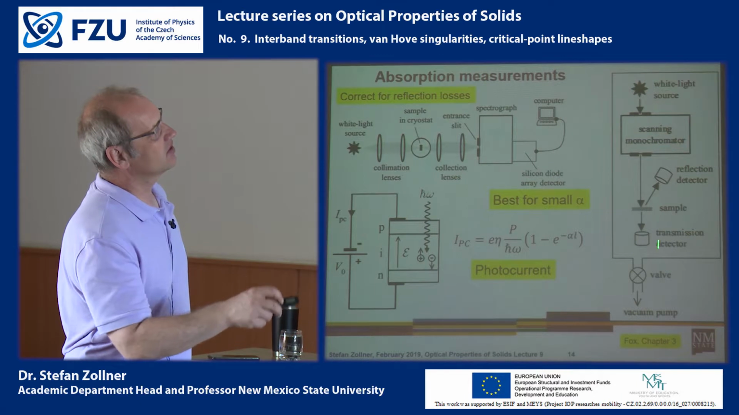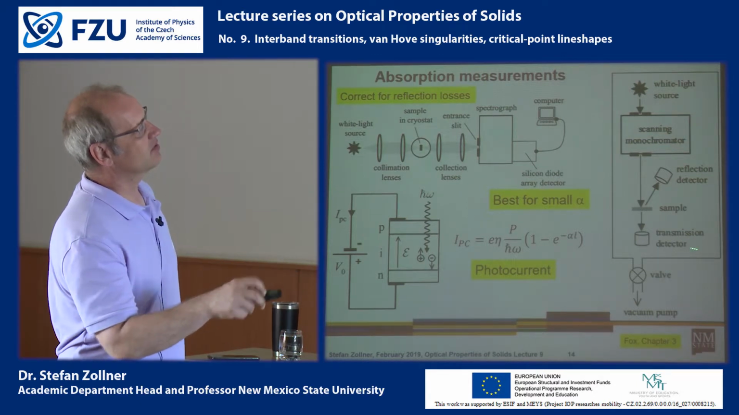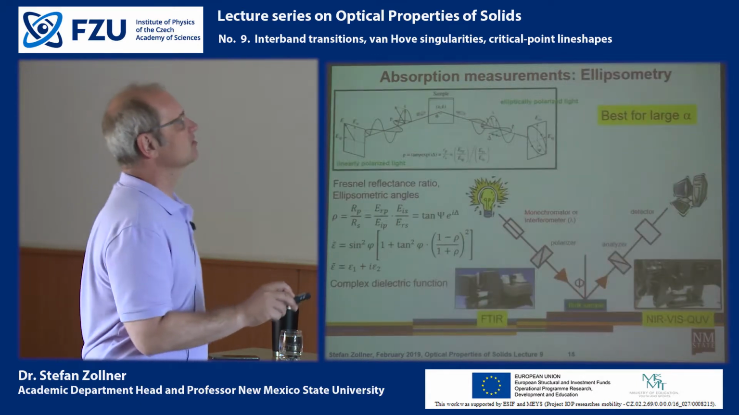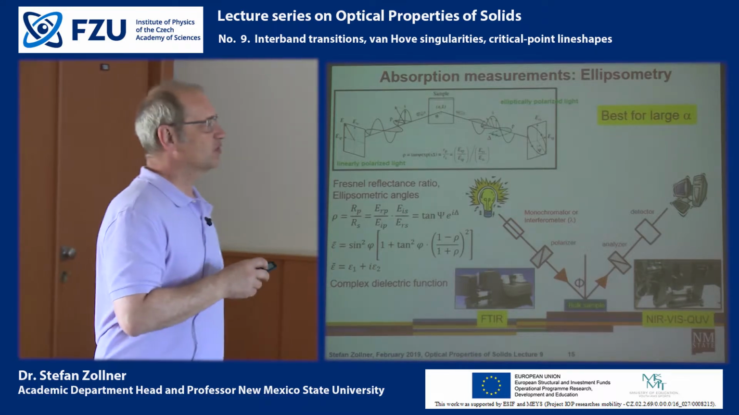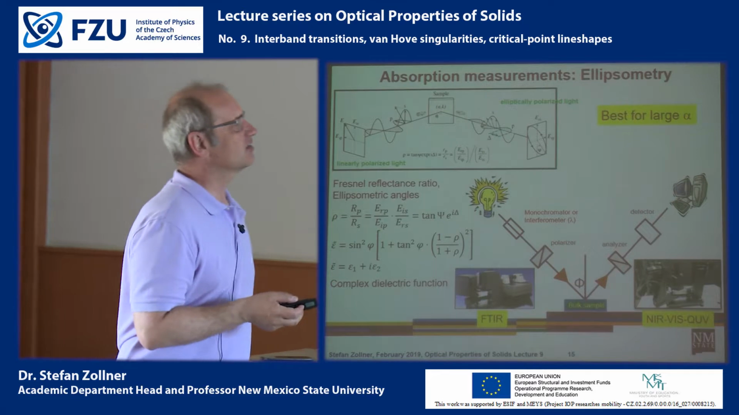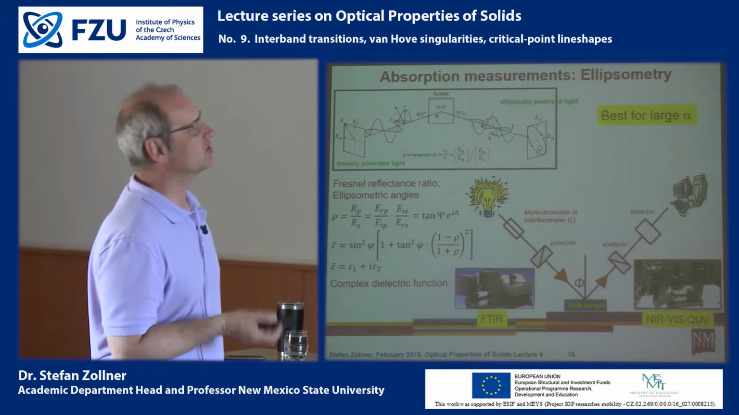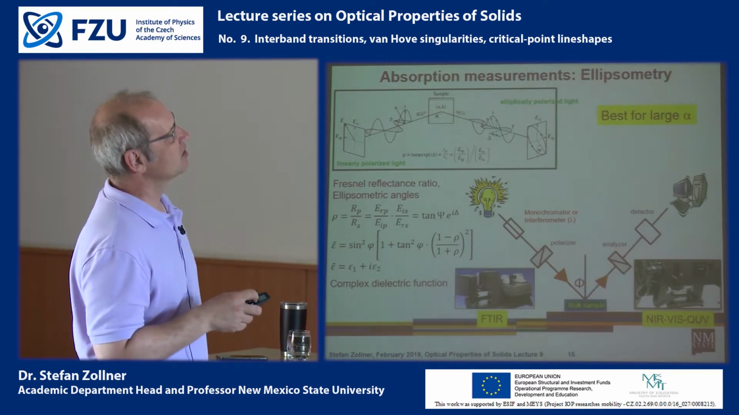And this is another example of a transmission measurement. So those were the first two techniques, photocurrent measurements and transmission measurements.